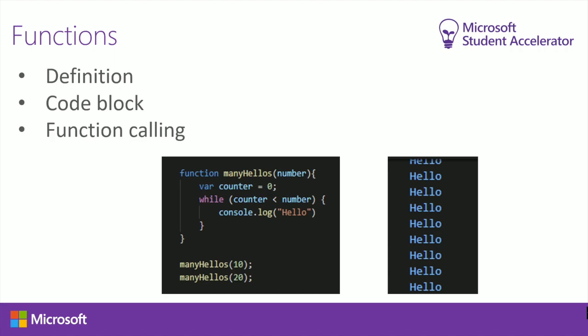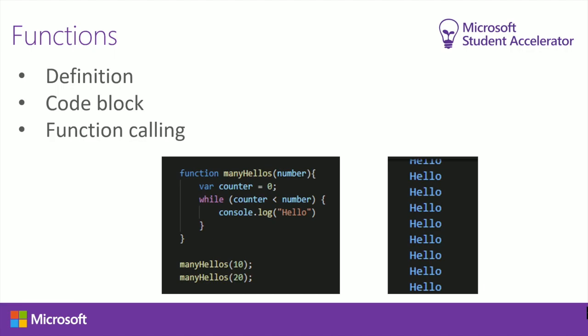We have called the function twice, using 10 and 20 as the input parameters, so the program in total prints 30 hellos. We're able to call the function as many times as we want, and as you can see, it performs the same action without us having to write the entire while loop every time.